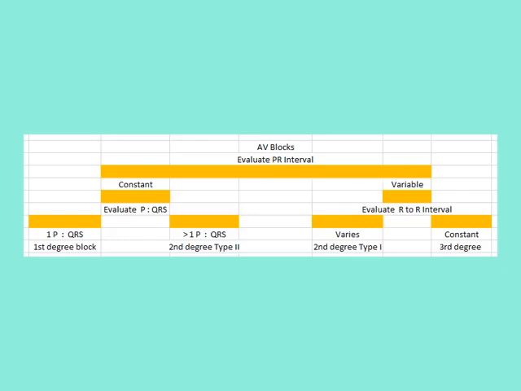If you have a variable PR interval, but you have a constant R to R interval, you have a third degree. Remember that in the third degree, R to R's will be constant and P to P's will be constant, but they don't correlate, so it's a third degree. I hope that helps out. Go through these steps. Makes it simple.